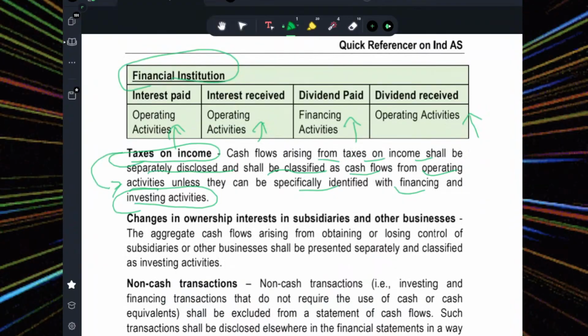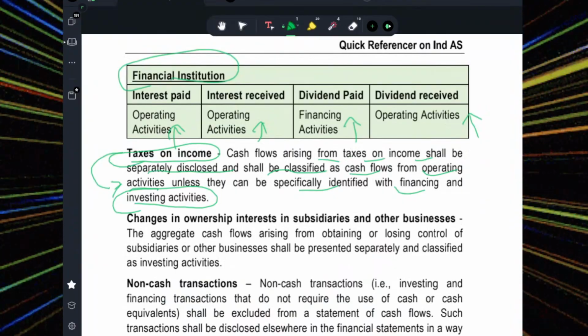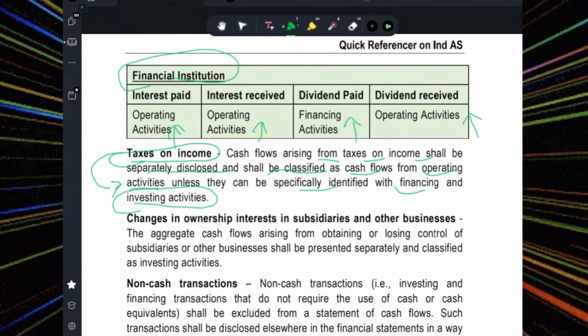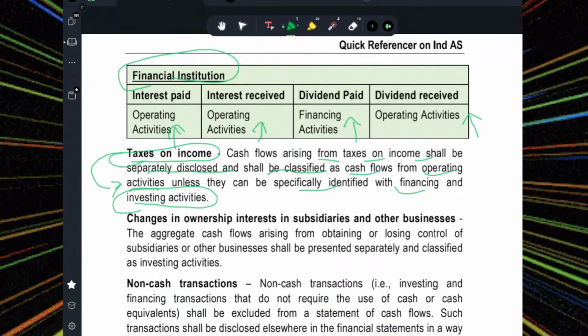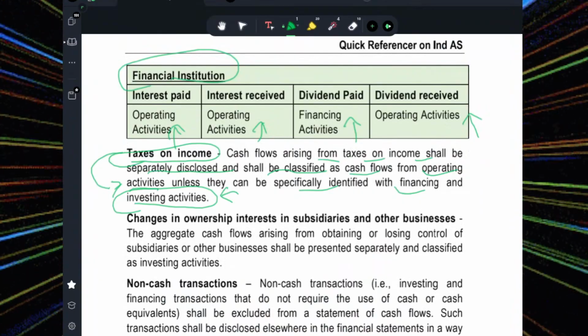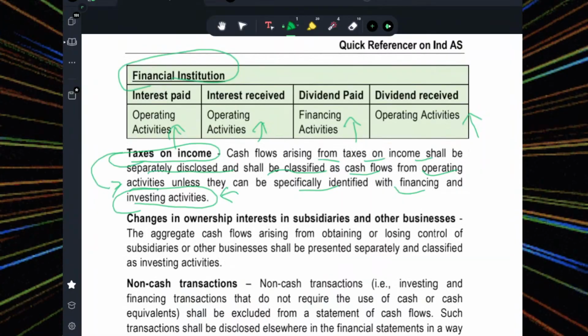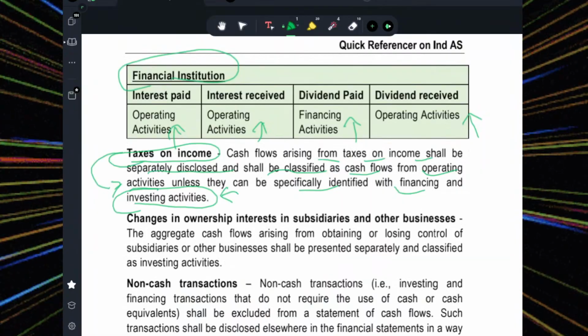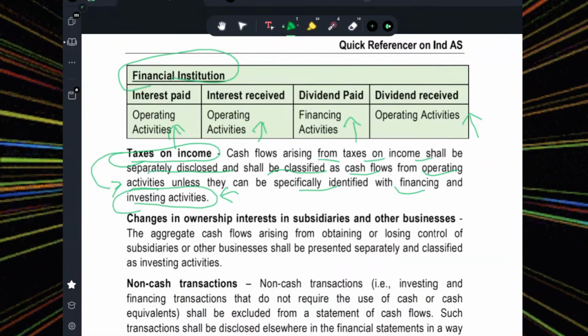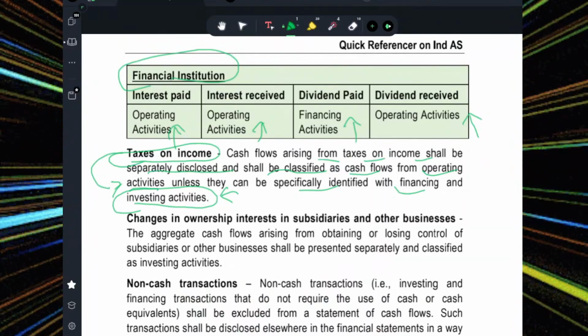How do you identify them? Sir, I have a building. I sold it, so I get a gain. That gain is subject to capital gains tax, so it is an investing activity. Sir, I have gold. That gold I sold, and I got a gain out of it.